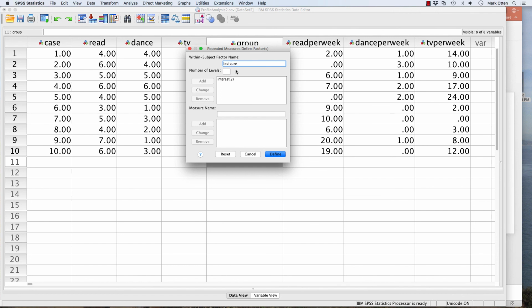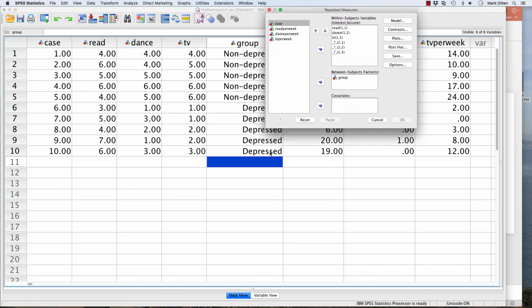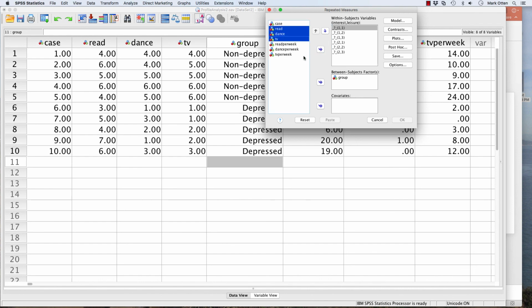Again, I spelled it wrong. And then I spelled it wrong again. Okay, leisure, there it is, with 3 levels, and I'm going to put that in second. If you follow that sequence, it's going to be a little bit easier to do the 2-level variable first, followed by the 3-level variable in that order, because then when we go to define, we can move stuff over in order, and it should look appropriate here.